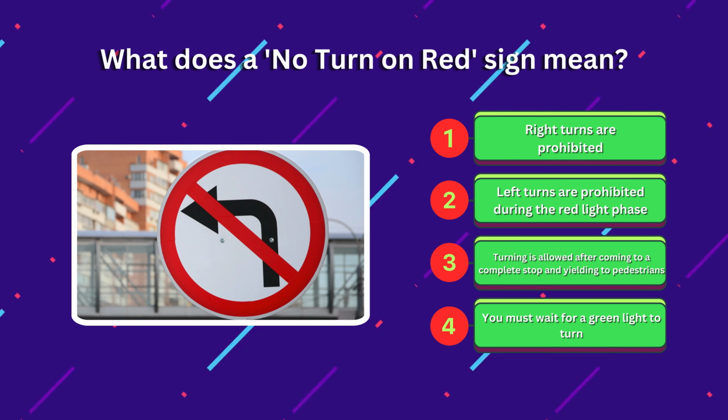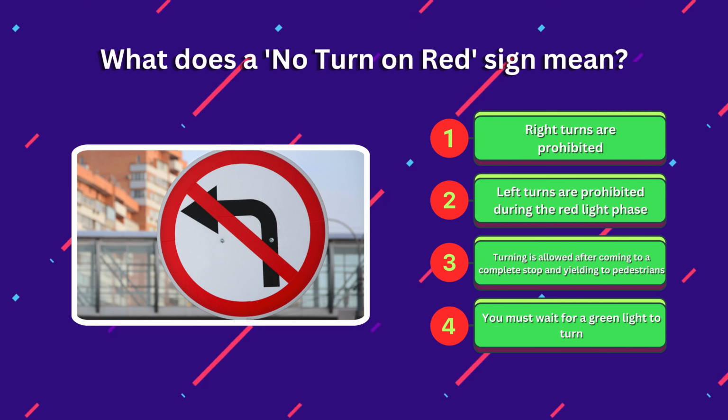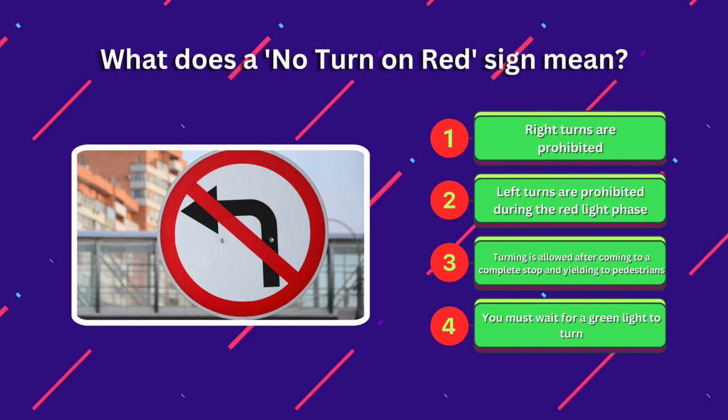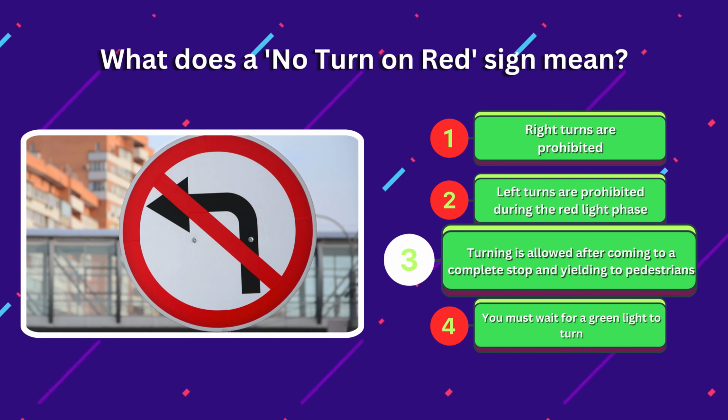What does a no turn on red sign mean? Right turns are prohibited. Left turns are prohibited during the red light phase. Turning is allowed after coming to a complete stop and yielding to pedestrians. You must wait for a green light to turn. Turning is allowed after coming to a complete stop and yielding to pedestrians.